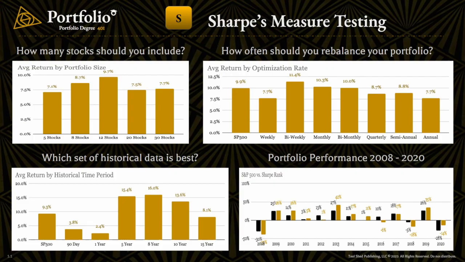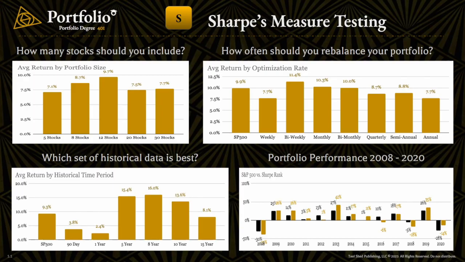I also think that it tends to be a metric that a lot of academics tend to use for portfolio construction, and the results here reflect really what I was taught in class, which is that your portfolio should include about 8 to 12 stocks, and you should optimize it about every 2 to 4 weeks. In terms of the historical time period, this shows that anywhere from a 5 to a 10-year range works well, with 8 being the best.